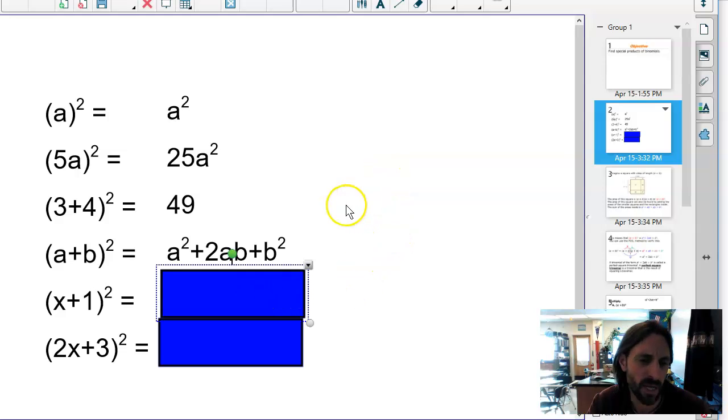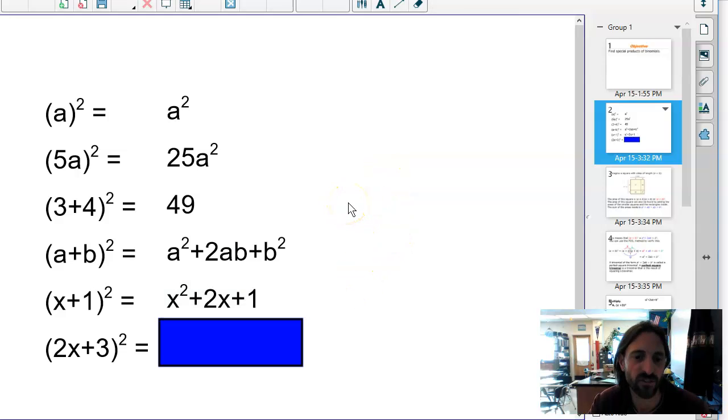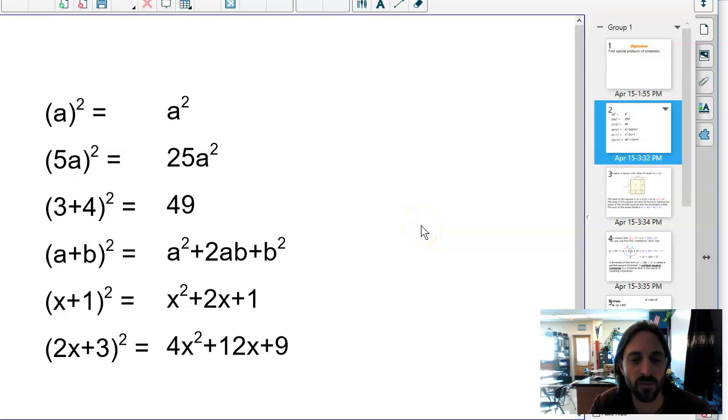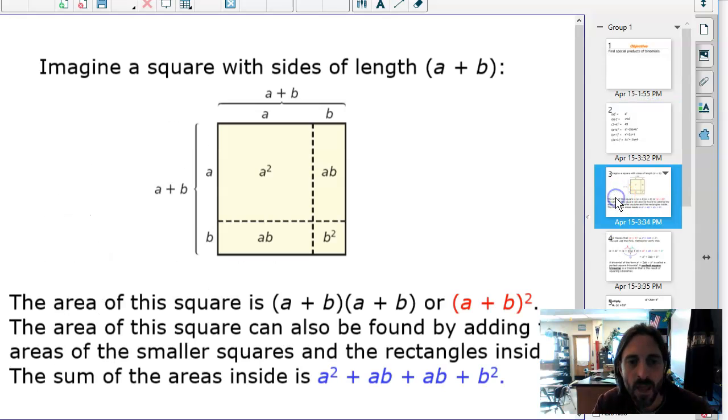Well, what about x plus 1? You should have gotten x squared plus 2x plus 1. What about, oh my gosh, 2x plus 3? Well, that's just 4x squared plus 12x plus 9. Now, I did these pretty fast, and then you're going to say, well, of course you did. You already had the answers worked out. But there's a little shortcut, and that's what I want to show you.